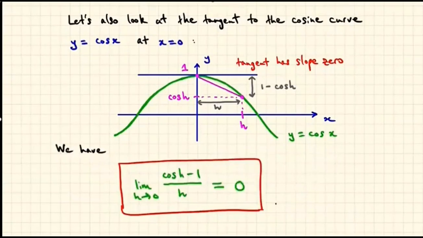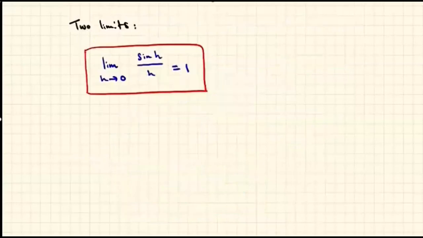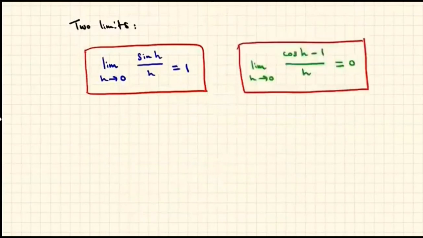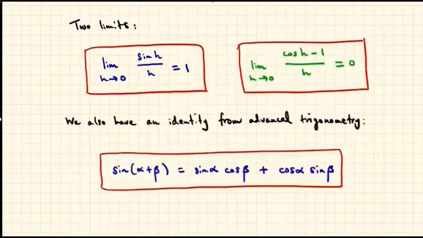Thus, we have two particular limit formulae, one involving sine and the other involving cosine. There is also an identity from advanced trigonometry that we want to use. And here it is. It's called the compound angle identity.